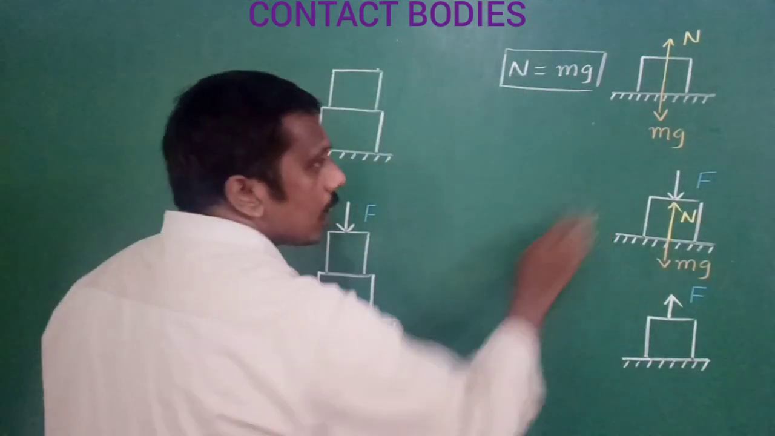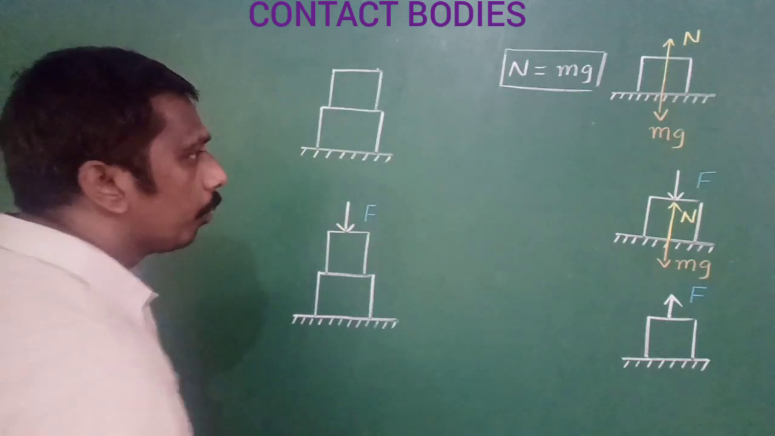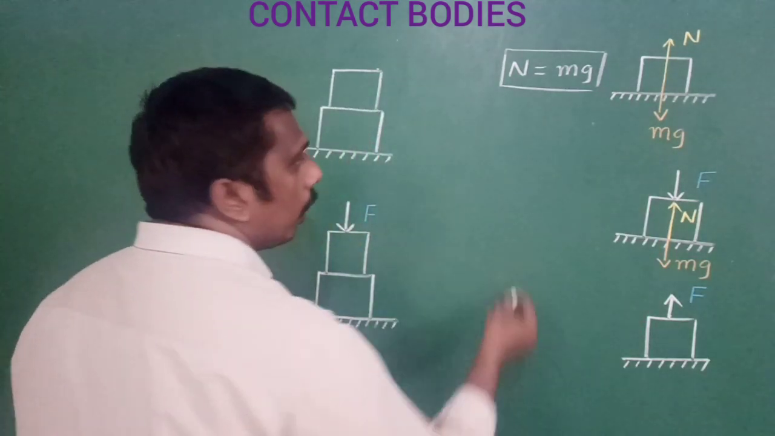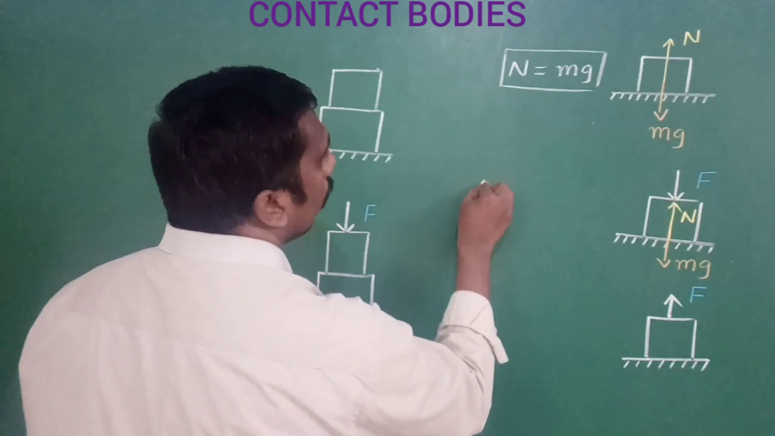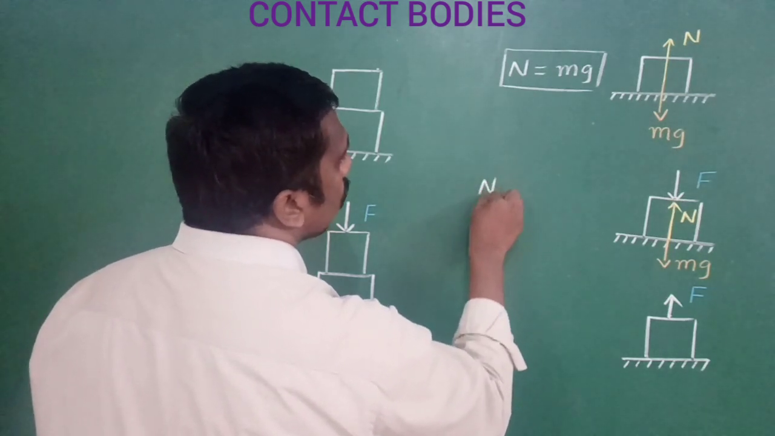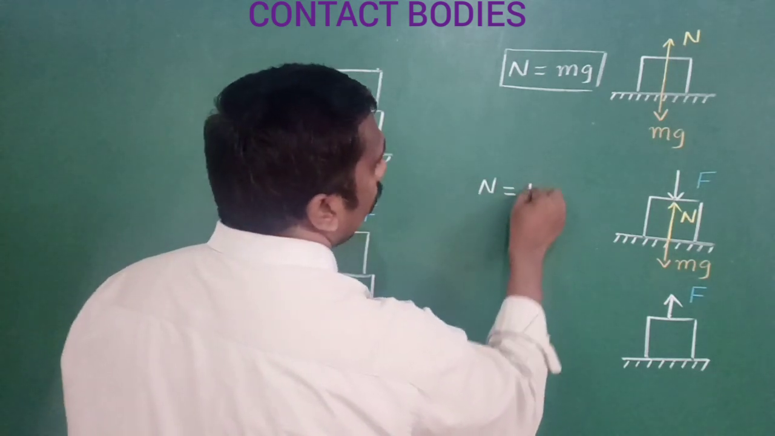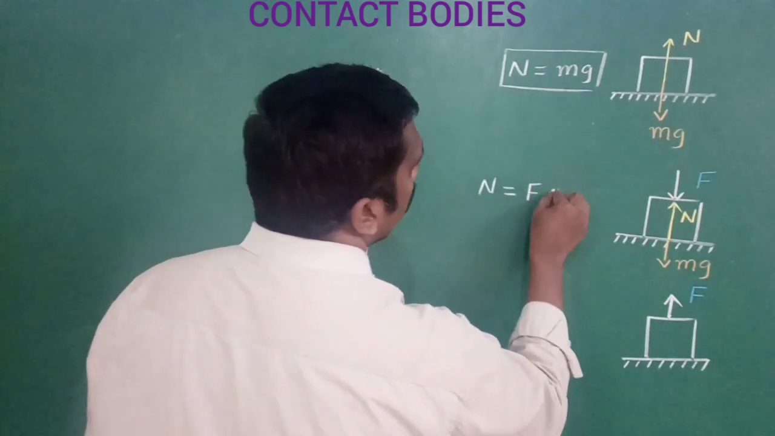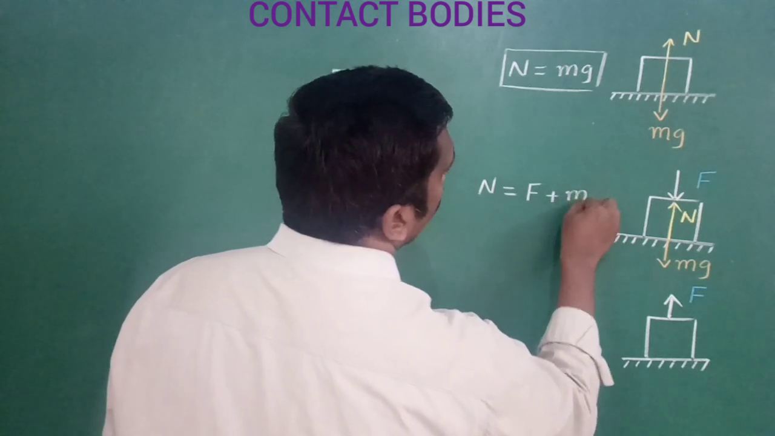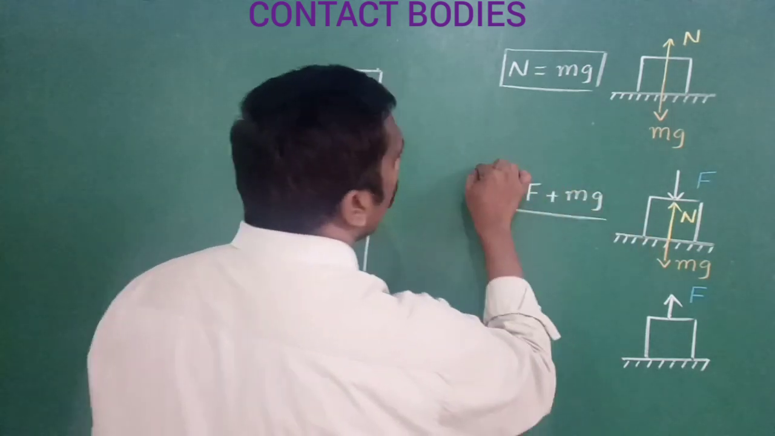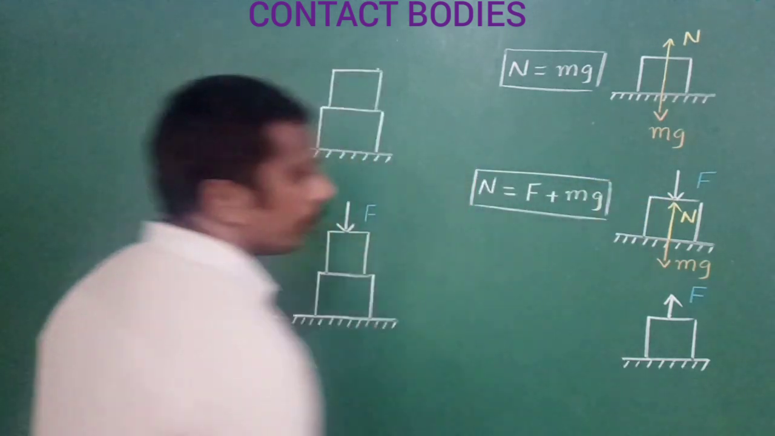Here, this block is in equilibrium. Then, upward forces is equal to downward force. In this case, upward only normal reaction is acting. So, normal reaction exerted by the ground is equal to applied force F plus mg. This is the normal reaction between block and ground in this case.